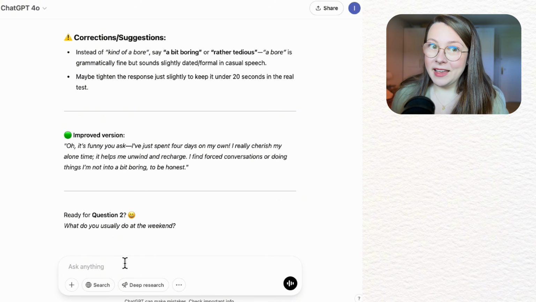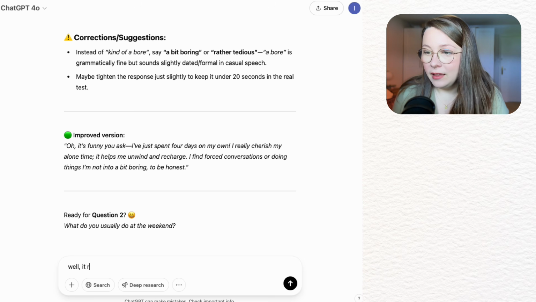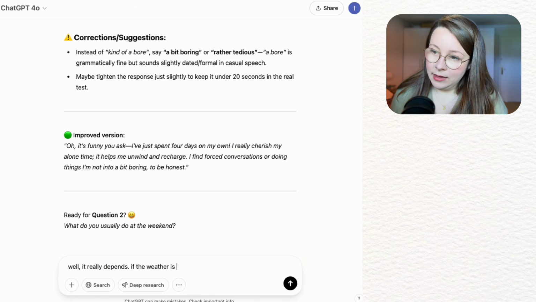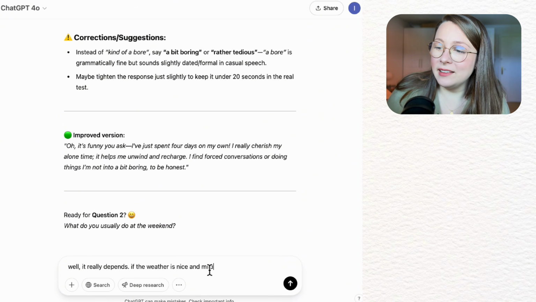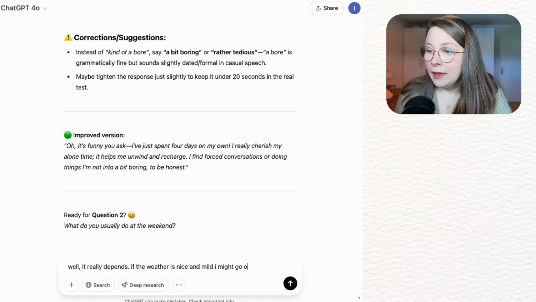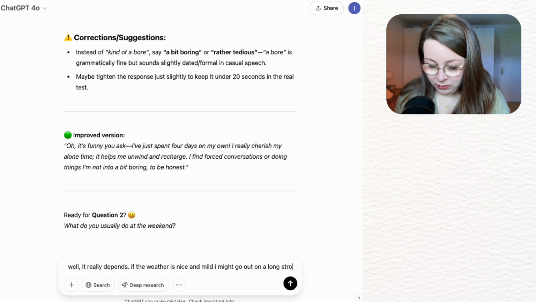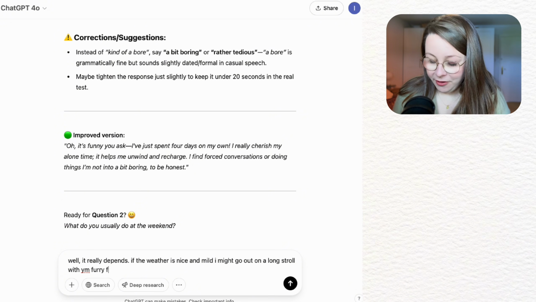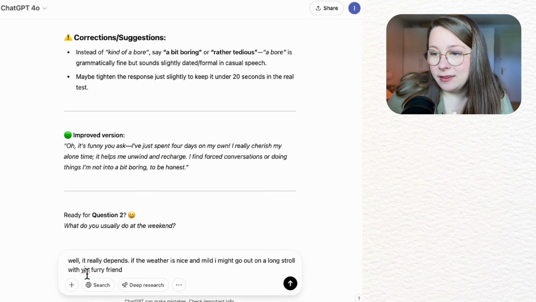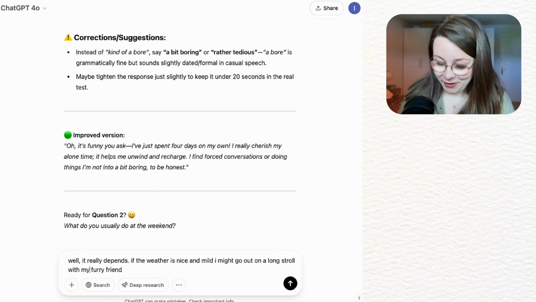Well, I'm going to do something that examiners love and give two different examples, two different contexts. So I might say, well, it really depends. If the weather is nice and mild. I was going to say sunny, but I want a slightly more unusual word. I might go out on a long stroll with my furry friend, which means my pet, but I want to use some more unusual vocabulary.